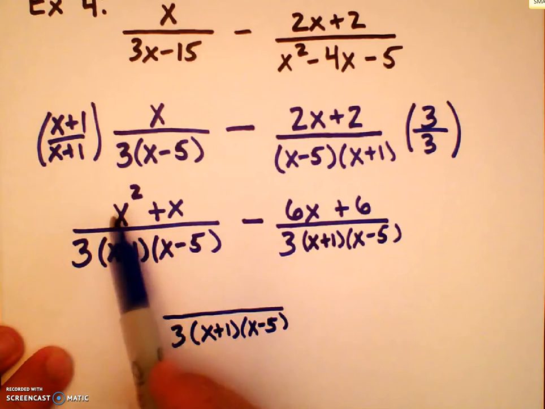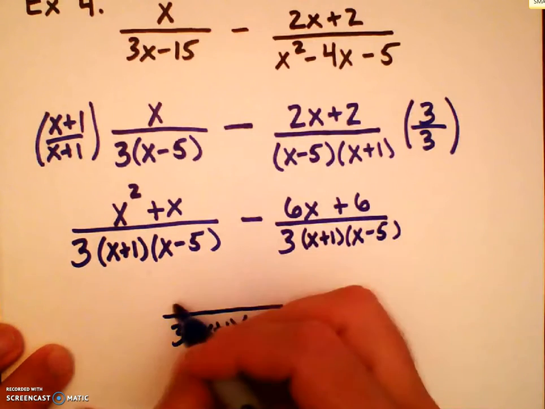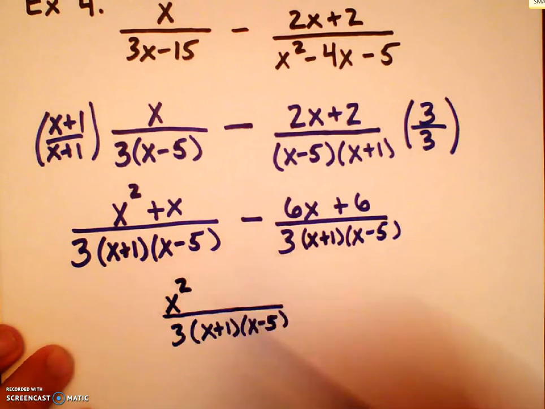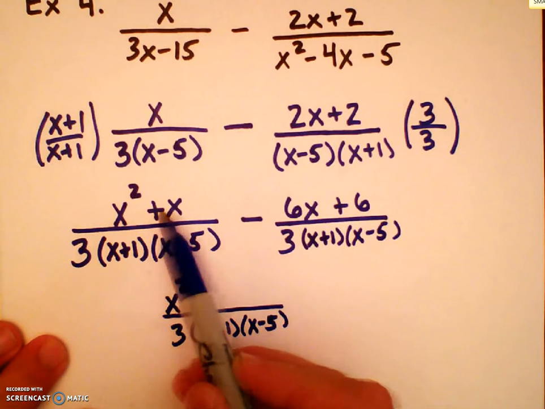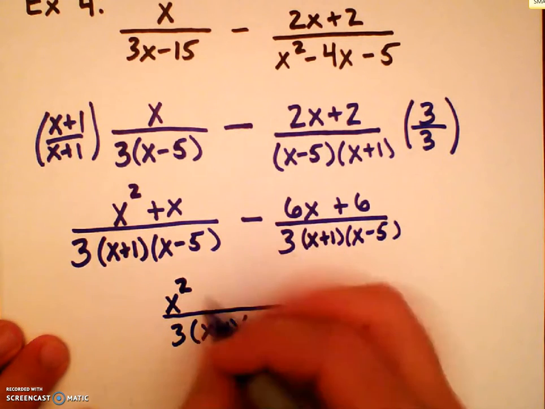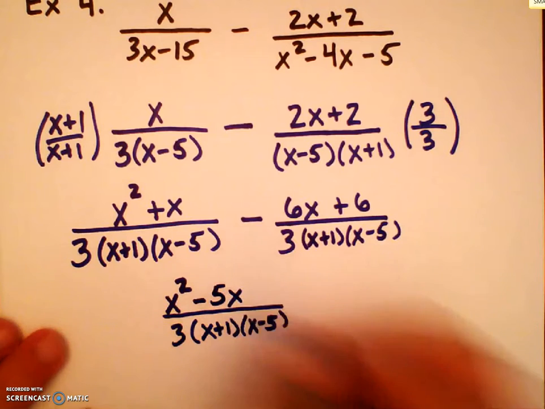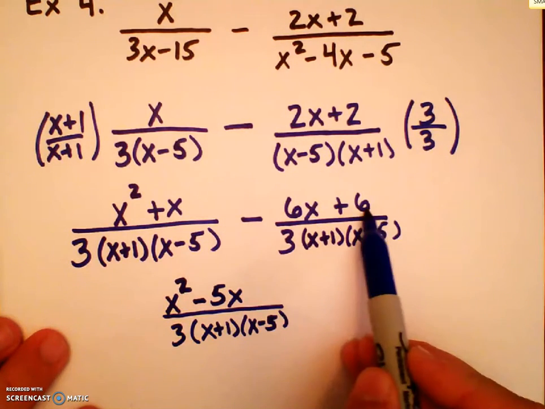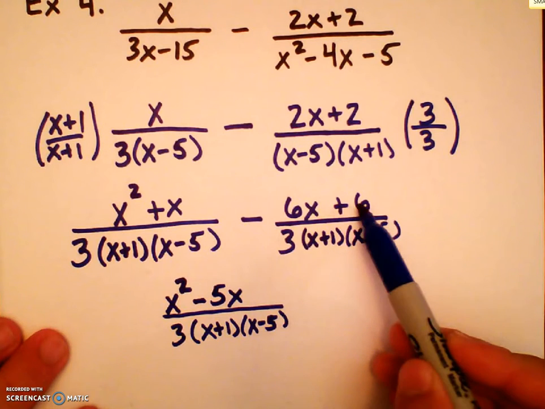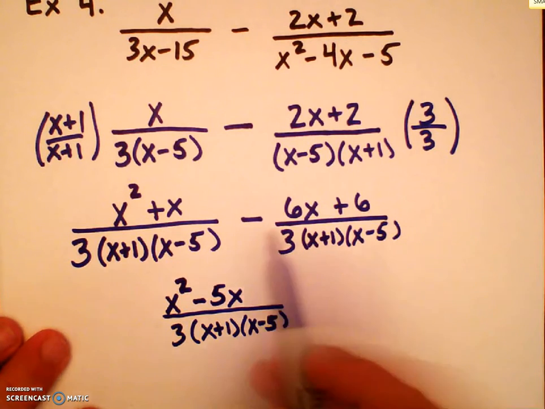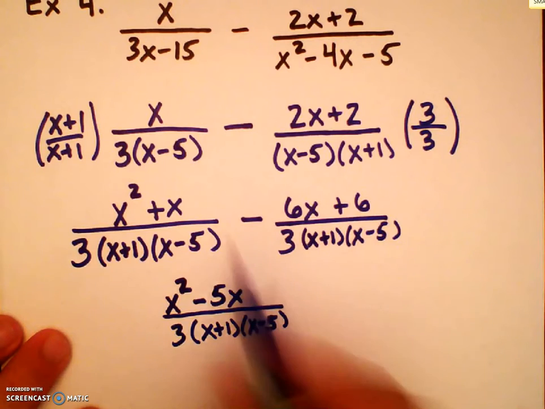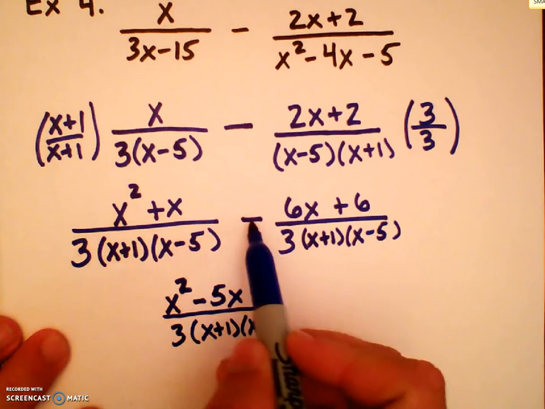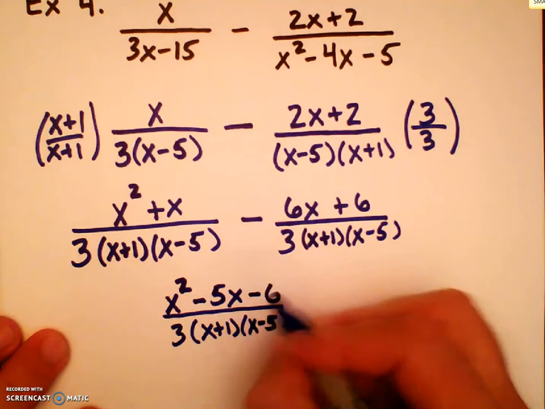So x squared, no other x squared, is just going to stay x squared. 1x minus 6x is negative 5x. And then there's nothing over here, but it's minus a 6. A lot of people will bring down a plus 6. You can't do that. This negative has to be applied to it. So it's really 0 minus 6, which is negative 6.